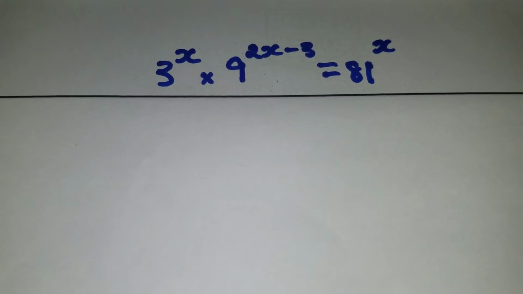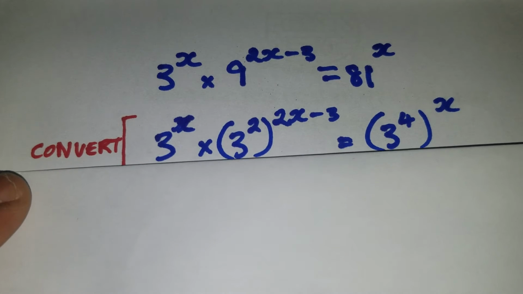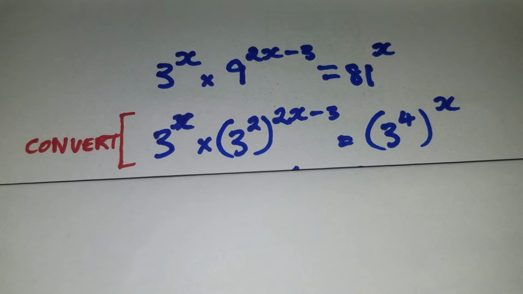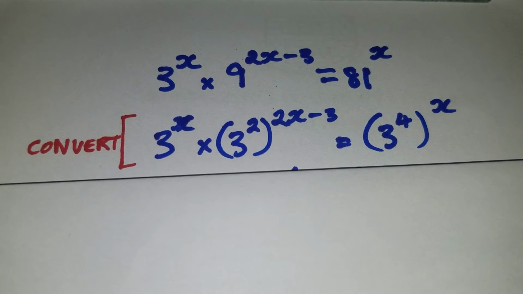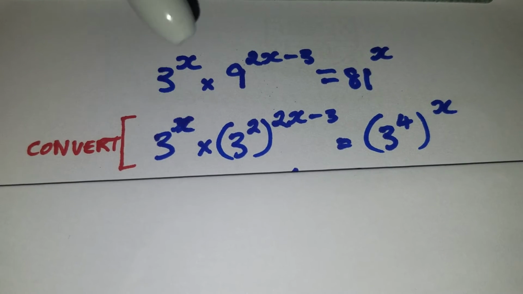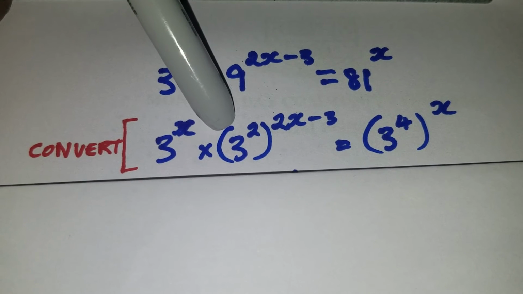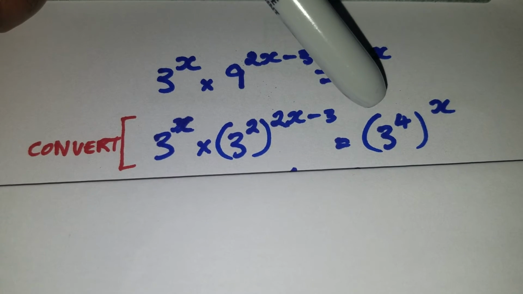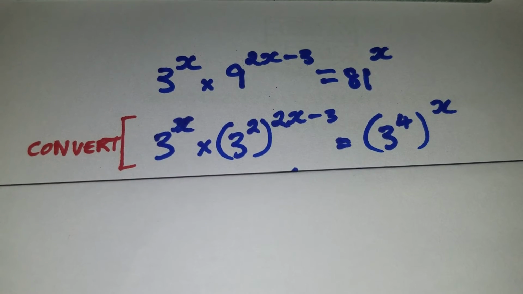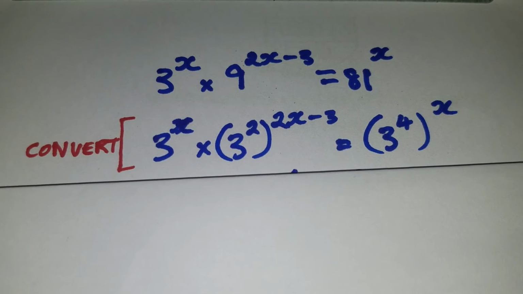So the first part we have to look at is converting everything to a common base. As you can see here, the common base would be 3. 3 raised to the x, same thing. 9 is the same thing as 3 squared, so we write 3 squared instead of 9. 81 is the same thing as 3 to the 4th, so we write 3 to the 4th instead of 81. We have now converted all these to a common base of 3, as we can see.